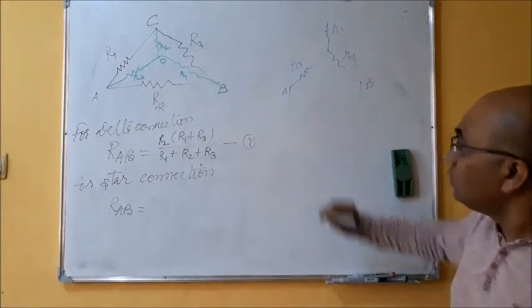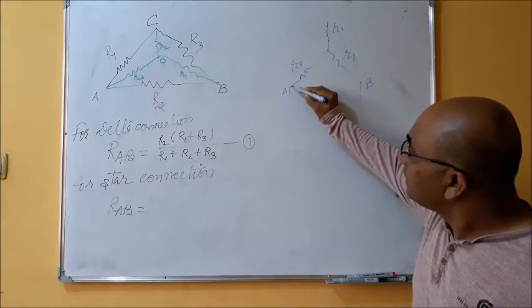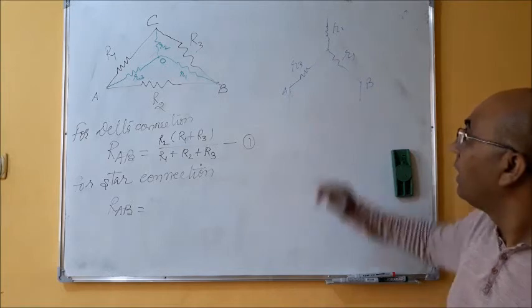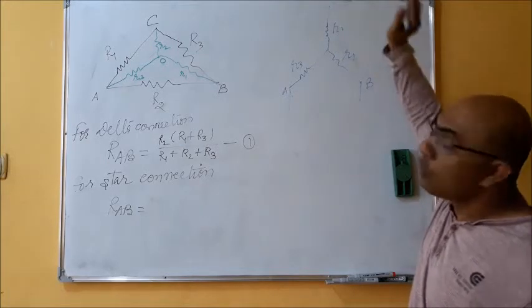Okay, so you see, if I suppose current is going like this, the current will come like this at this point. What will happen at this point? This branch is open.